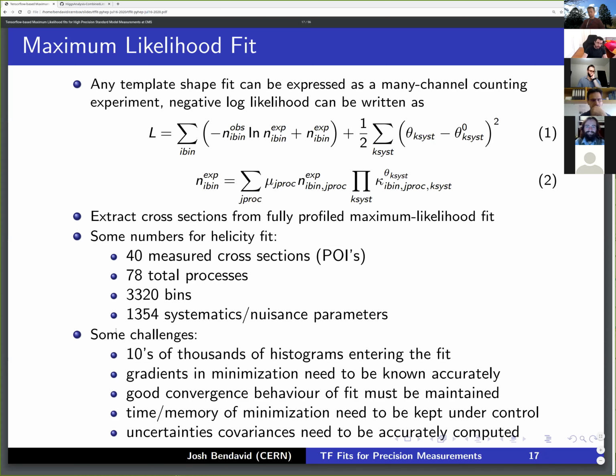So there clearly are some challenges to this. We have tens of thousands of individual histograms which enter the fit, considering that each systematic uncertainty is represented as a shape variation via an alternate histogram. The gradients and the minimization need to be known accurately, and the good convergence behavior of the fit must be maintained, or else we'll never really be able to run this. For the same reason, the time and memory consumption of the minimization needs to be kept under control. And at the end, the uncertainties and the full covariance matrix need to be accurately computed in order to provide the needed information in HEPData, et cetera, to allow this to be used, for example, later on in PDF fits or the like.